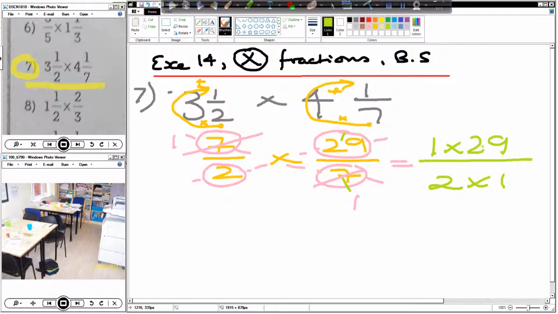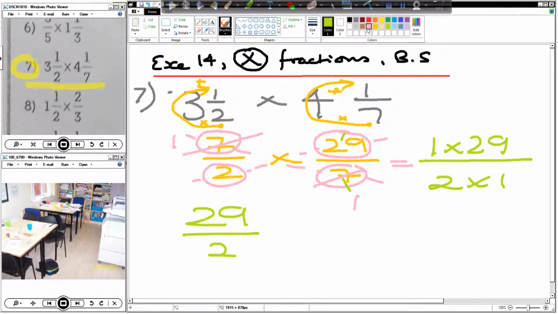Okay, so what's 1 times 29? 29. I'll copy over here. What's 2 times 1? 2. Now, step number 3 in our rule says change any top-heavy fraction back into mixed. That's what we're going to do now. That's what you've been practicing last week.